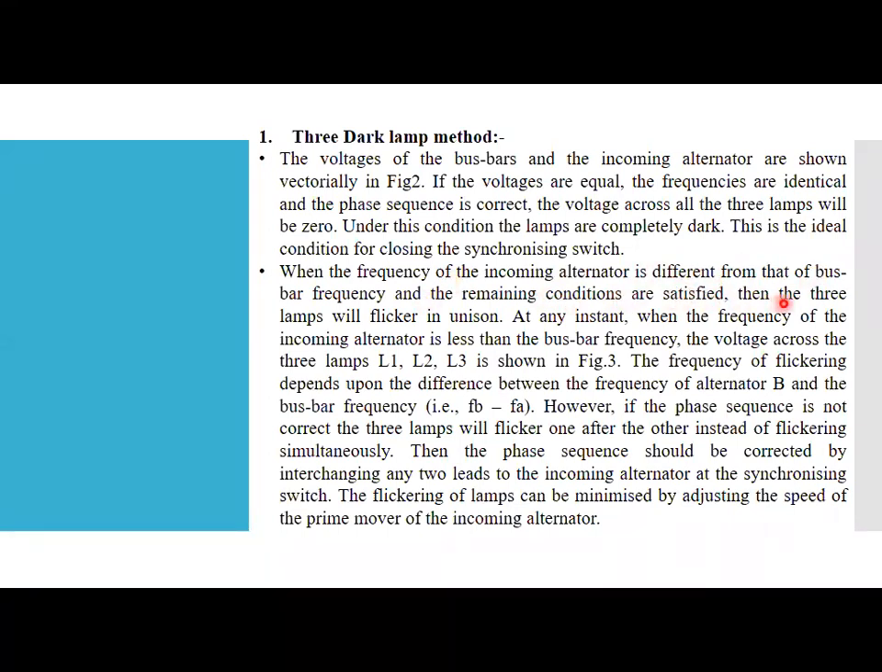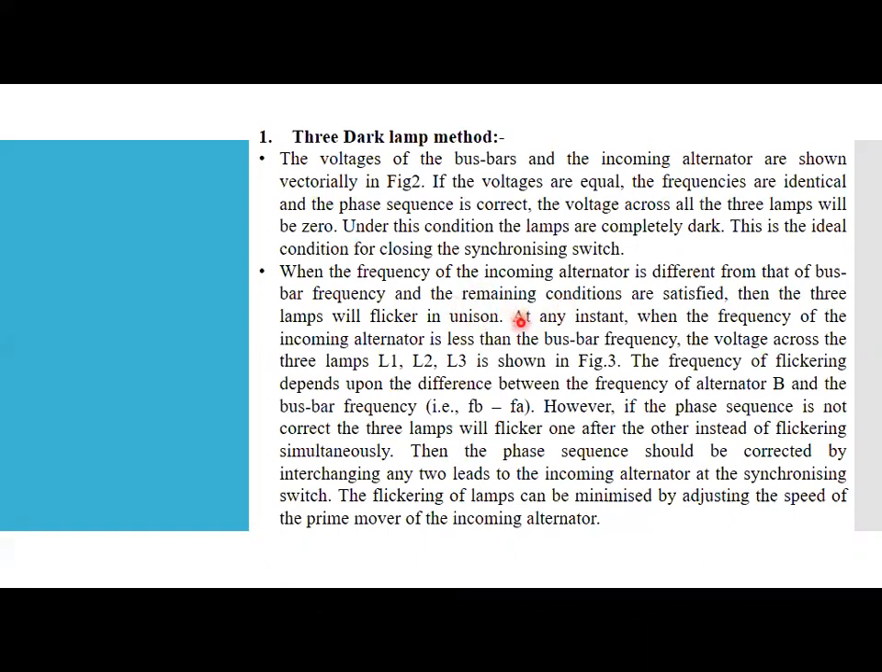If the remaining conditions are satisfied, then the 3 lamps will flicker in unison. Unison means same. So all the 3 lamps start flickering. Flickering means start, stop, start, stop, start, stop. And what is the speed of the flickering? We have already learned this in the single phase alternator. The speed of the flickering is the difference between the two frequencies, the frequency of the bus bar and the frequency of the alternator. The speed of flickering will be equal to that difference.